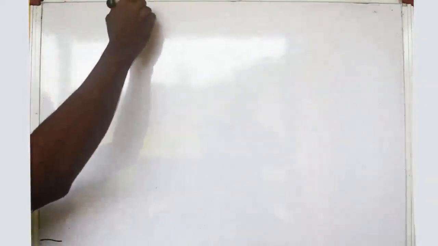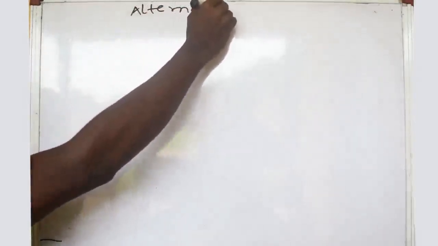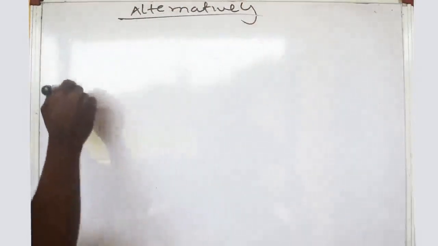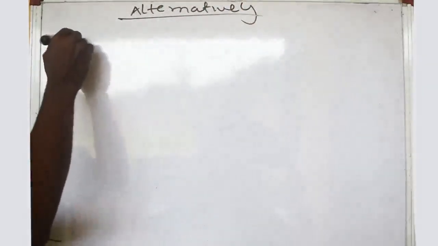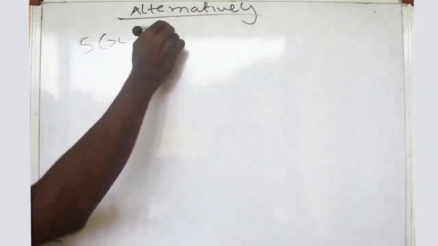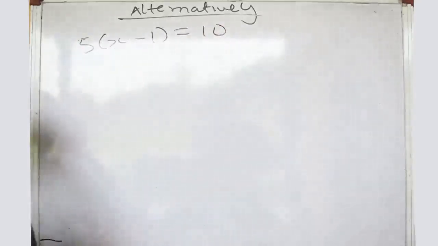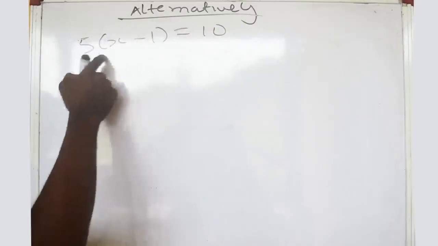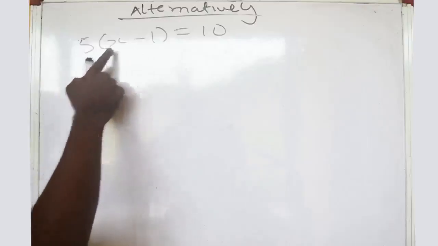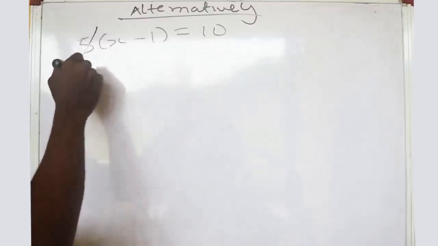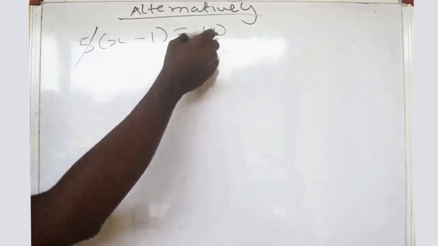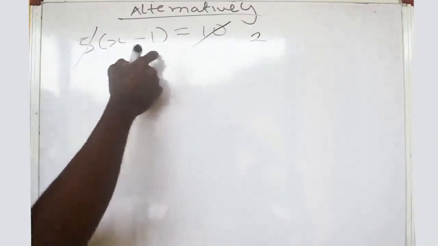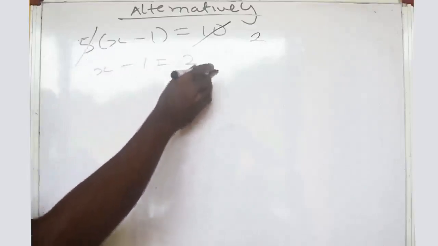The same thing goes with regards to anything that has to do with decimals or fractions. But let me solve it alternatively, another way to solve it, because I promised to solve it as well. The question is 5 into x minus 1 equal to 10. Since this 5 can divide 10, we can go direct and divide both sides by 5. 5 into 10 will give us 2. So everything here will be x minus 1 equal to 2.